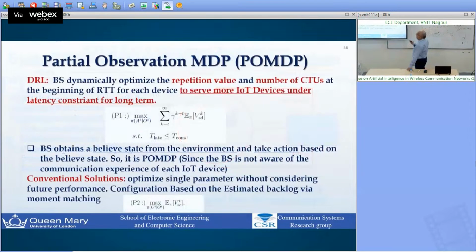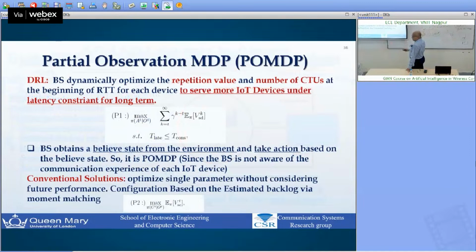So here, the base station is going to change the repetition value and the number of CTUs at the beginning of each time slot, such that the reward will be more IoT devices served under the latency constraint for the long term. Here infinity means a huge future value. But if you take the conventional solution, the conventional load estimation based approach, it optimizes only a single parameter, not more than one. It optimizes a single parameter without considering the future. Here we consider the future.